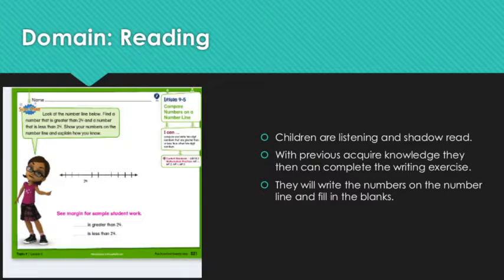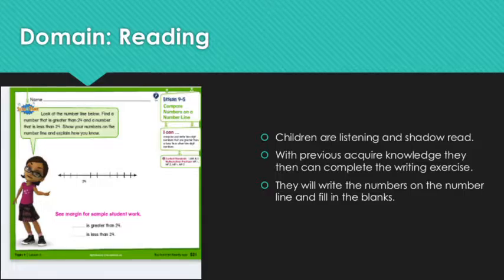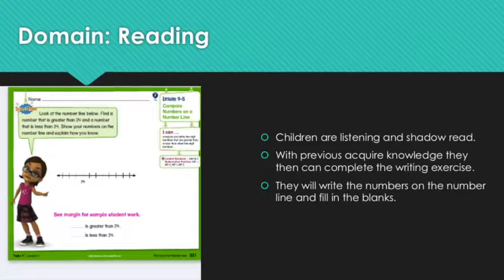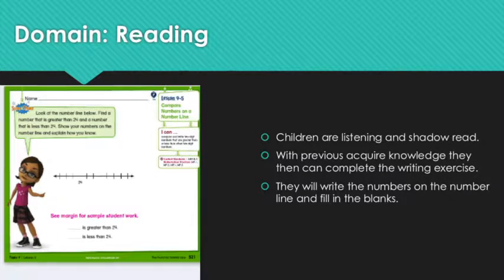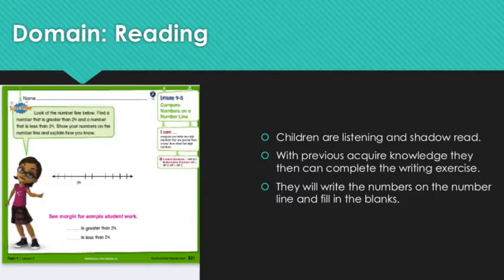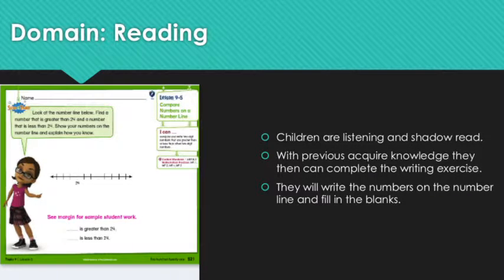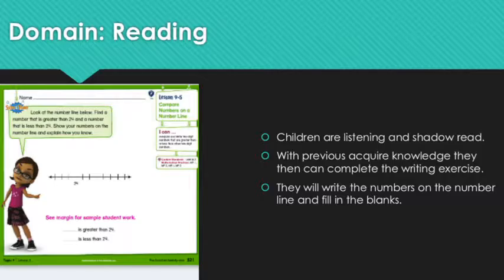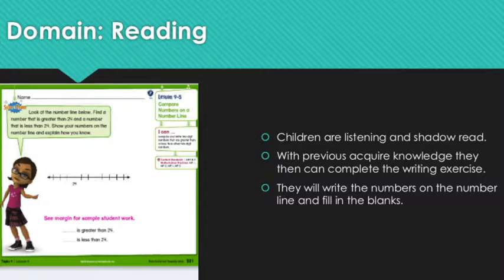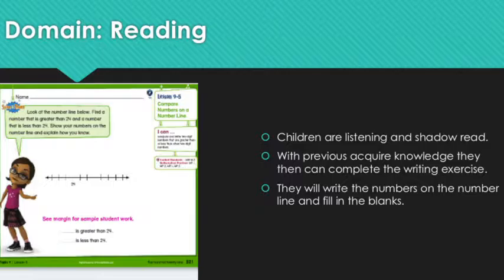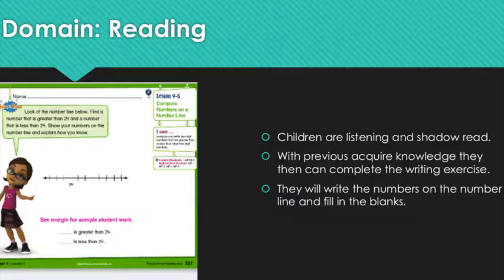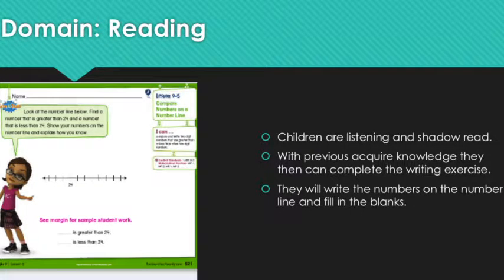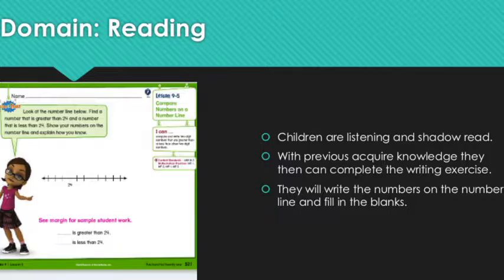Once they do the shadow reading and the peer reading, then we would continue with the rest of the exercises, and they would use their acquired knowledge and be able to complete their writing exercises. Like I said, some of these domains go hand in hand. Even though I'm focusing here on reading, there's a writing component. It's not a lot of writing because they just need to write in the numbers, and then they have to read and determine which blank space is greater than, which is less than, and then they fill in the blanks for this particular problem.